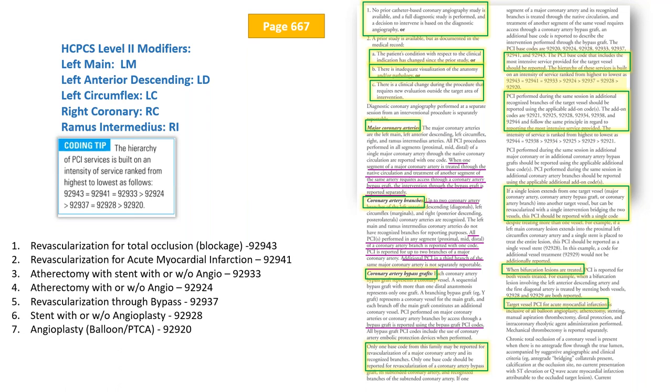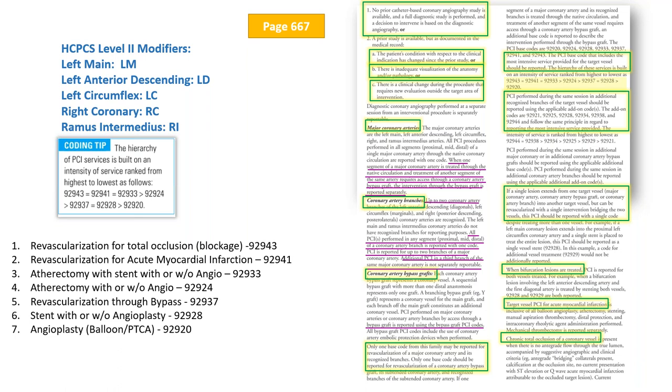Target vessel PCI for acute myocardial infarction is inclusive of all balloon angioplasty, atherectomy, stenting, manual aspiration thrombectomy, distal protection, and intracoronary rheolytic agent administration performed. So all of those are bundled in. However, if they do a mechanical thrombectomy, they send that little Roto-Rooter in, you can report that separately.